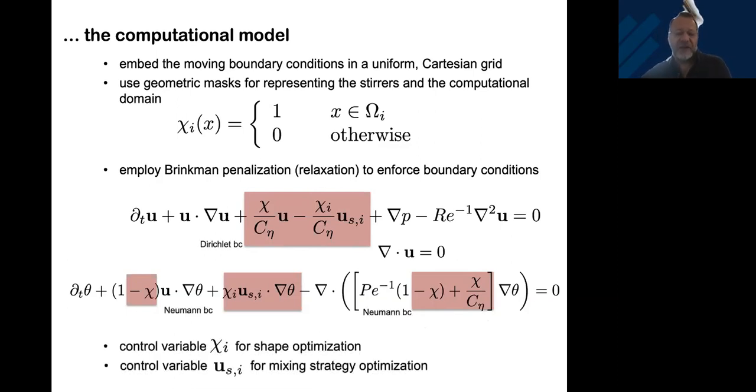Okay, so now we have 2 control variables. By introducing our geometry, we have 2 control variables. First of all, the chi_i describe the stirrer geometry. So we can actually do shape optimization if you think of the chi_i for each stirrer. So we have chi_1 and chi_2 for our 2 stirrers. If you have more stirrers, you have more chis. You can actually change this variable and use that one as a control variable for the optimization. In that case, you do shape optimization.